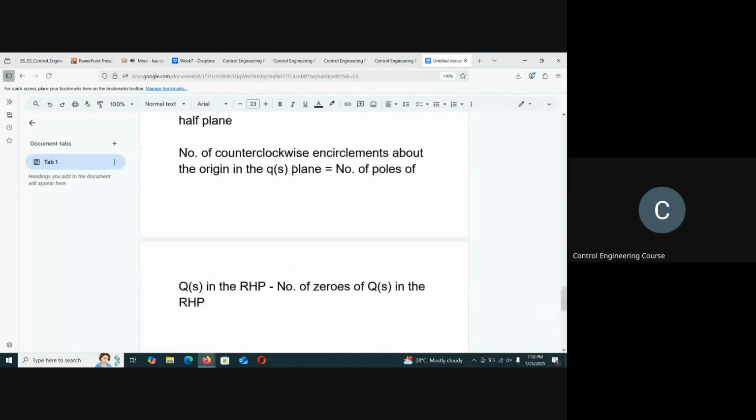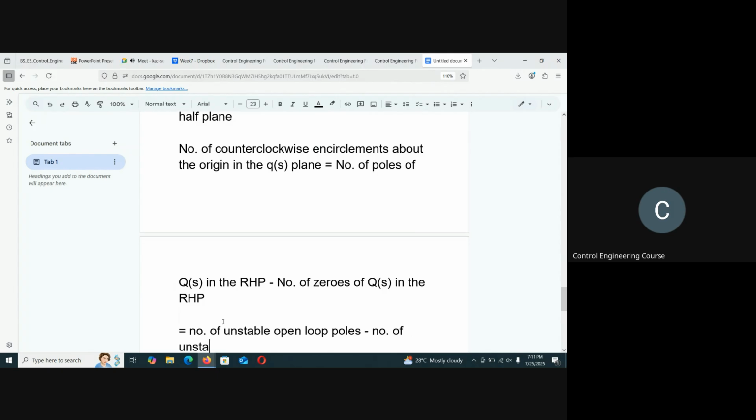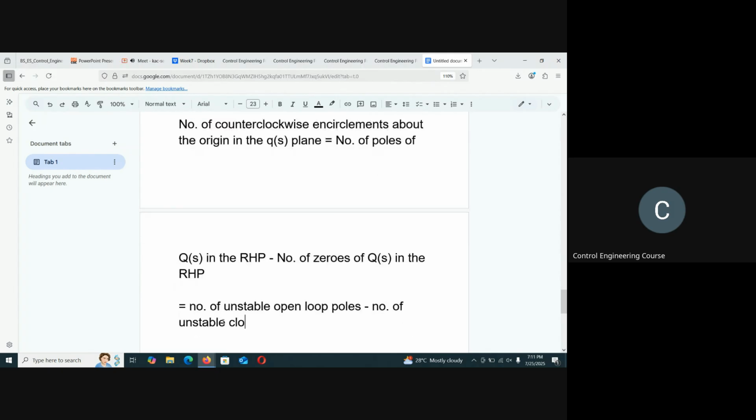So this entire formula will now be reduced to the number of unstable open loop poles, minus the number of unstable zeros, that is, unstable closed loop poles.